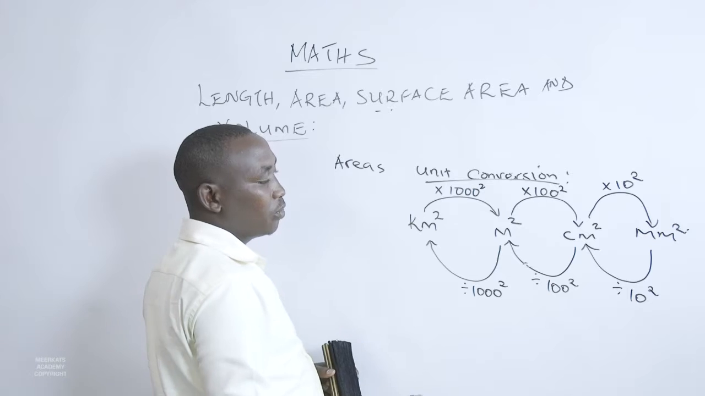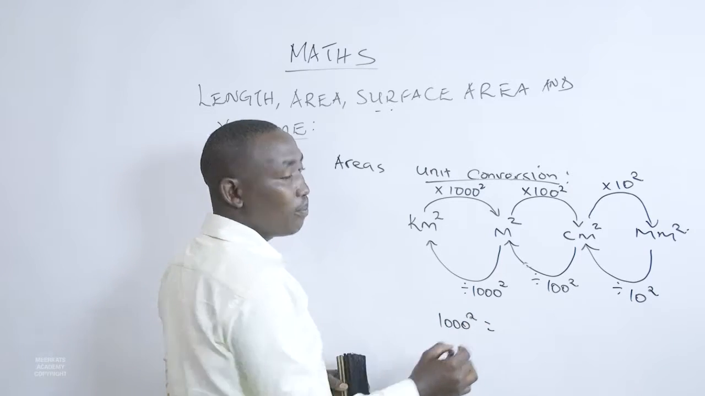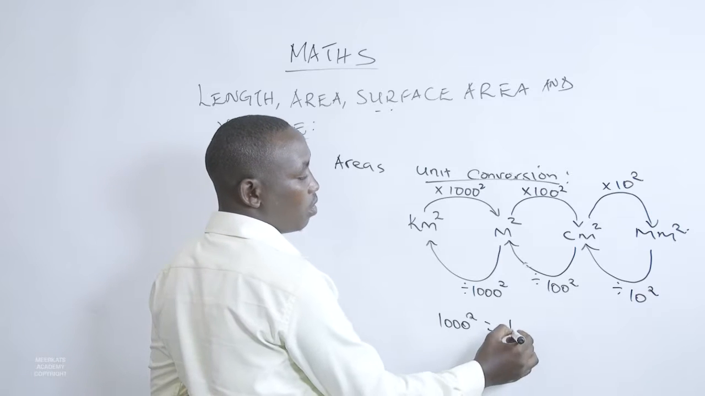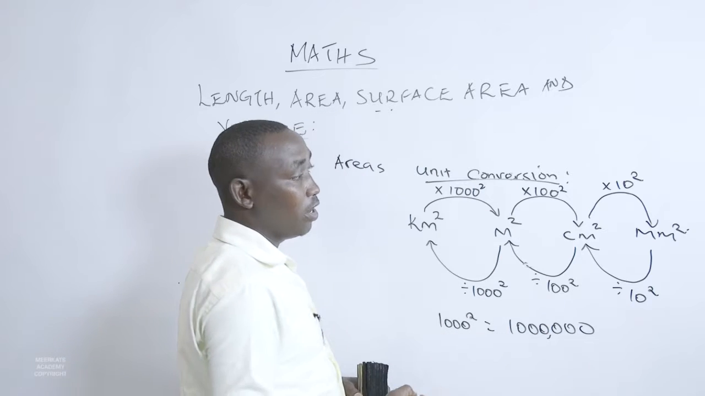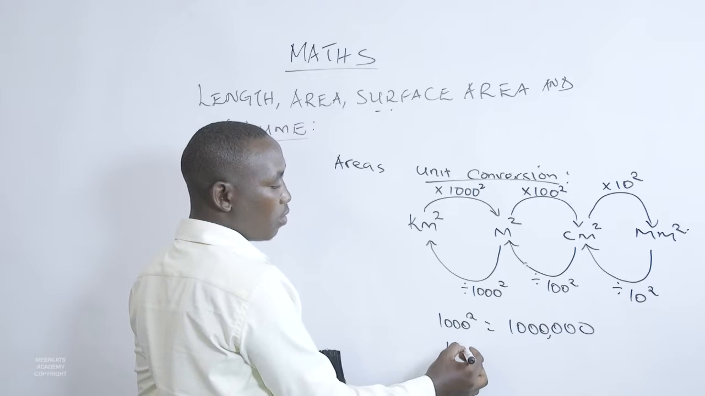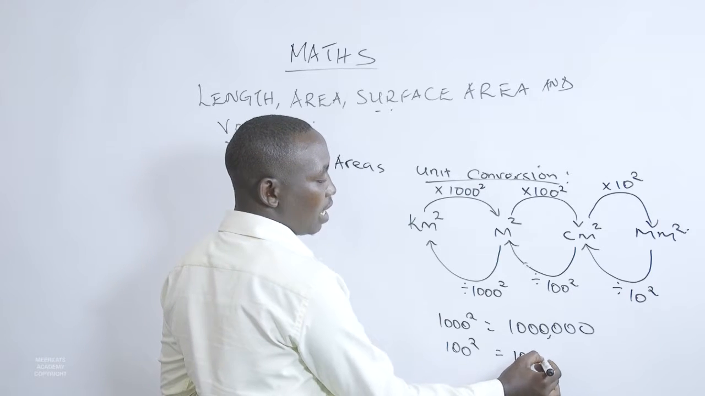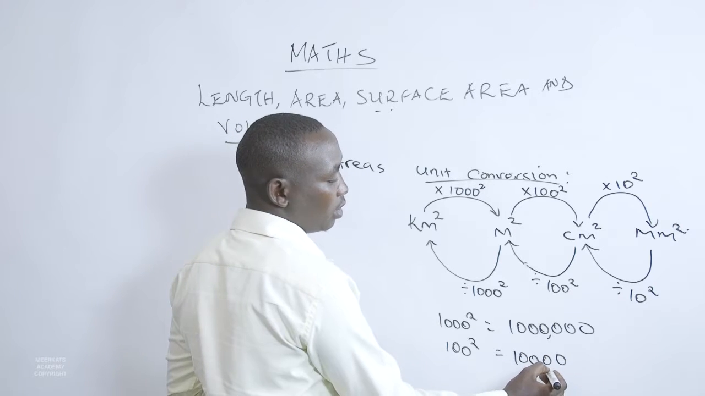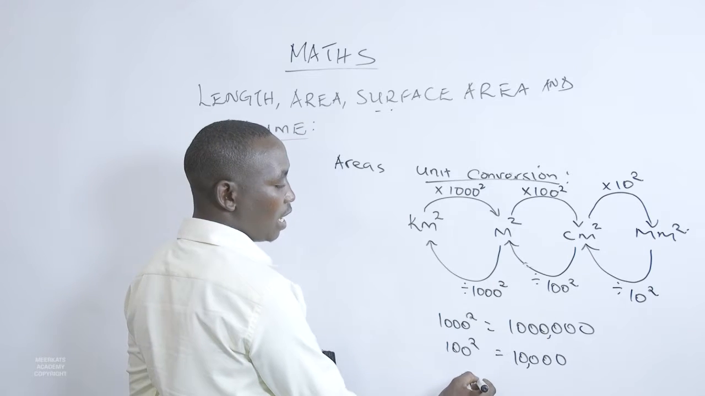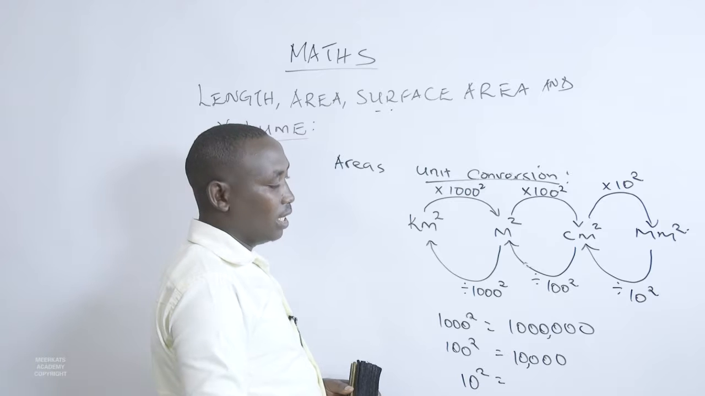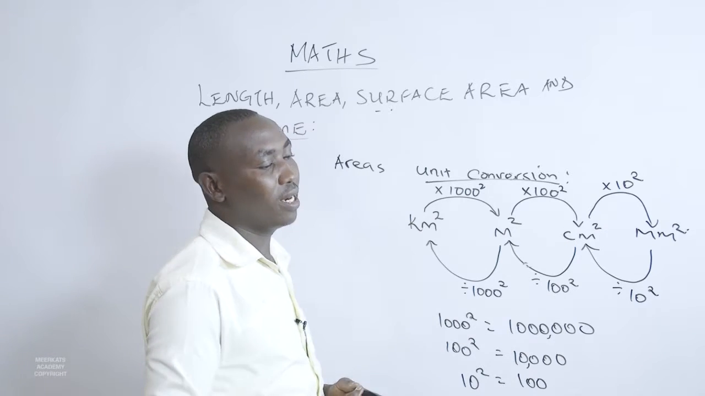We notice that 1,000 squared is the same as 1 million. When you talk about 100 squared, it is 100 times 100, which will be 10,000. And when you talk about 10 squared, this is 10 multiplied by 10, which shall give us 100.